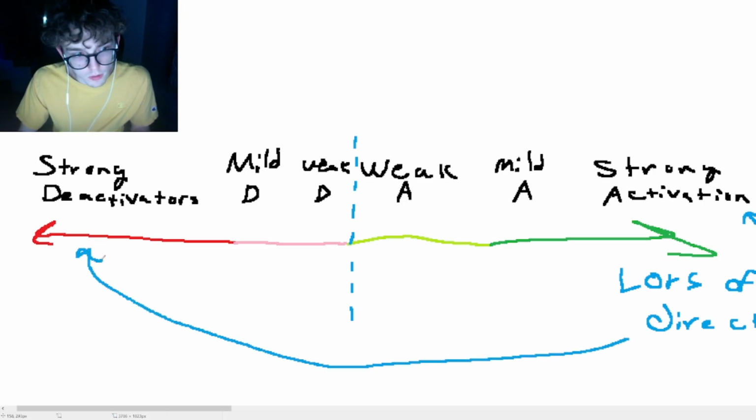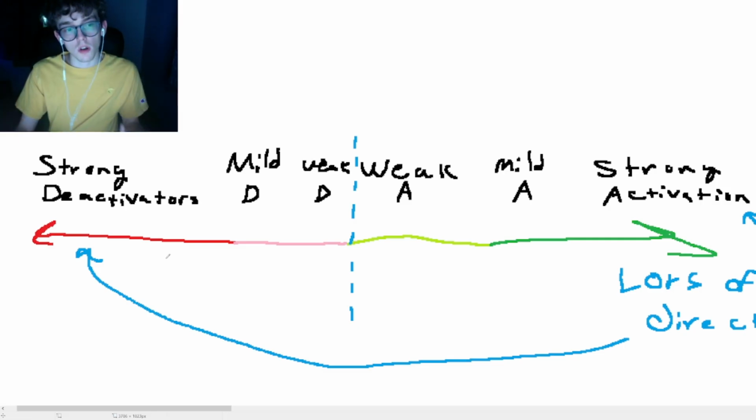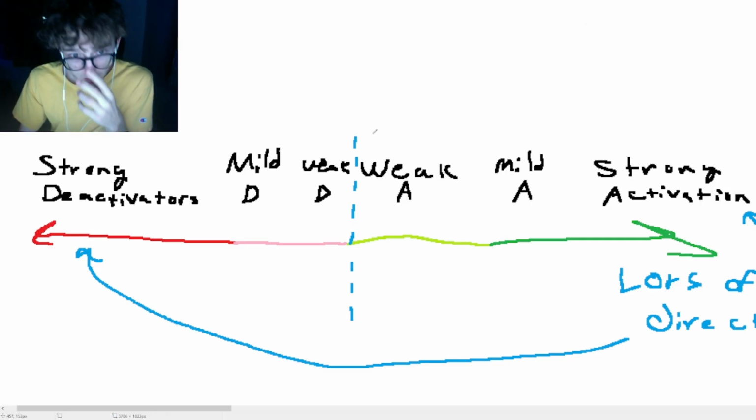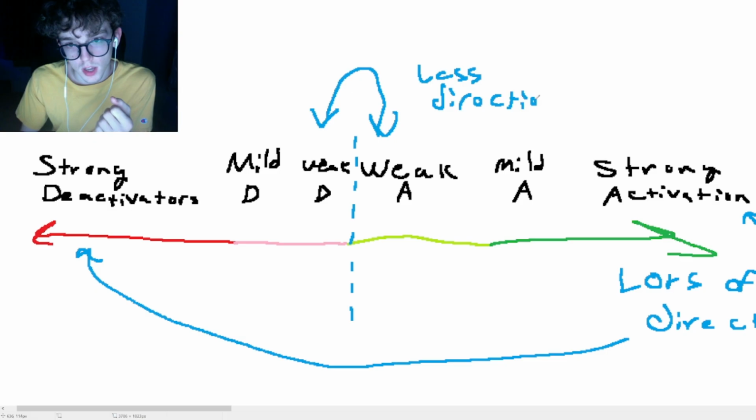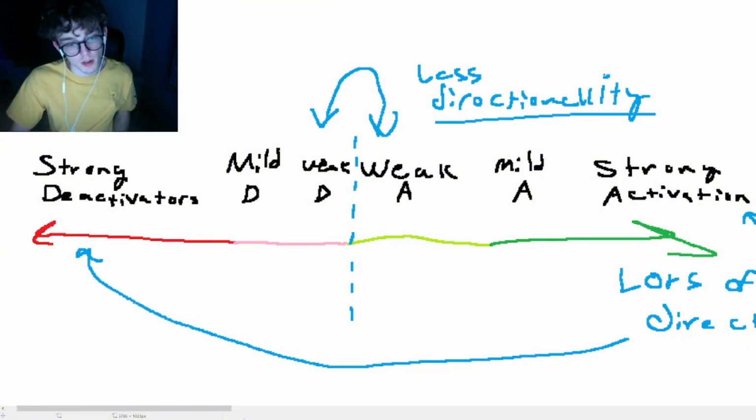Same with strong deactivators. They show uniquely their own strong directionality. However, if we look at weak ones, these show less than the other ones. They will still show it to a good degree, just not as good as, say, a strong variant of either a deactivator or an activator. So less directionality. Wow, my handwriting is terrible. So hopefully you can make out that says directionality. I can't even make it out, and I'm the one writing it.